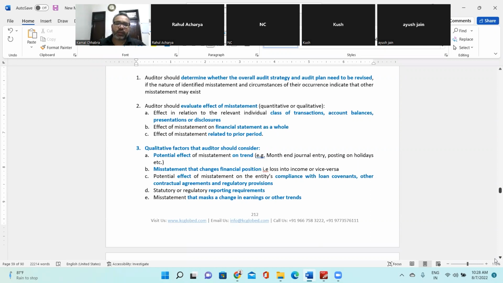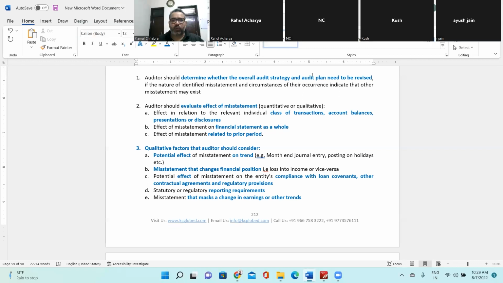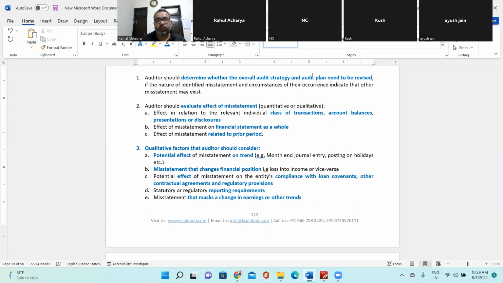Third are the qualitative factors that the auditor should consider if you have identified any misstatement. The first one is the potential effect of the misstatement on trend. Let's say a month-on-month journal entry. Every month management is posting, let's say, a fake or bogus journal entry to inflate their revenue or inflate their profit or increase their expenses, depending on the management intention or objective to achieve from the financial statements, right? So there you need to look at how, if management has committed any fraud or overriding, what kind of impact that may have on the overall financial statements, and the trend period over period, how those journal entries or management overriding of control are impacting period over period.